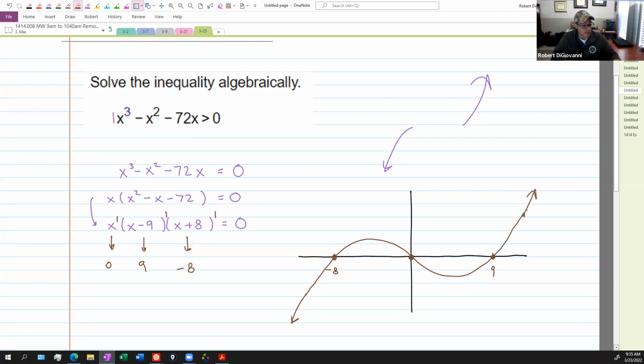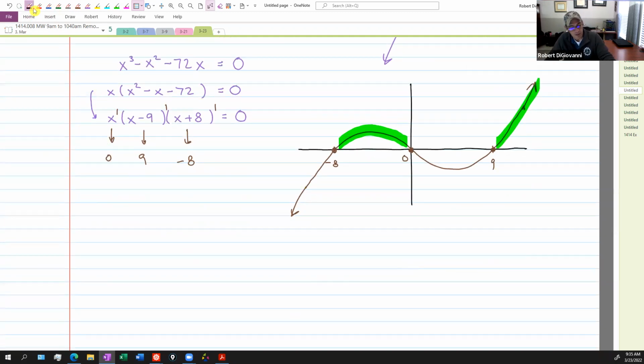And we are interested in where this graph is strictly bigger than 0, which would happen here and here. And we would not want to include those points. Do not include negative 8. Do not include 0 because that's where it's equal to 0. So my solution would be negative 8 to 0, not including either, union, and then not including 9, but everything past 9 forever to infinity.